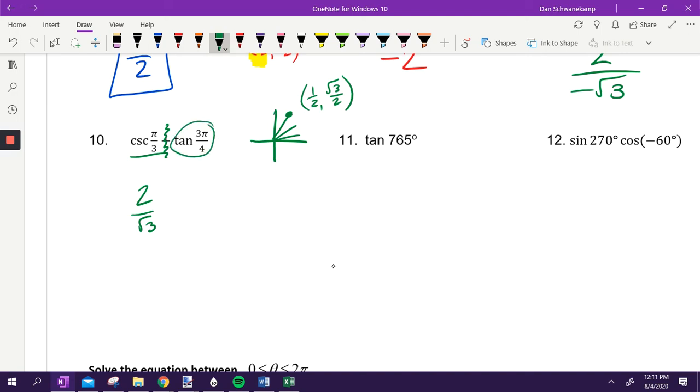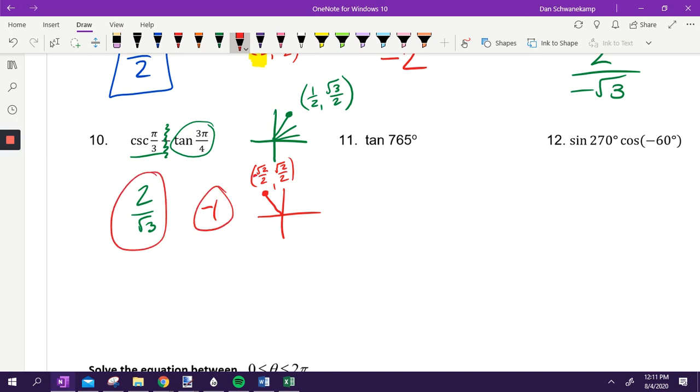Tangent of 3 pi over 4. If I'm doing 3 pi over 4, now I'm looking at this ordered pair right there. Austin, what do you think on that one? Negative 1, because if I'm doing 3 pi over 4, that's radical 2 over 2, radical 2 over 2. And if I'm in the second quadrant, the x is negative. So if I put them on top of each other, it'd get me negative 1. Good. We could add those. I didn't ask you to do that, though.